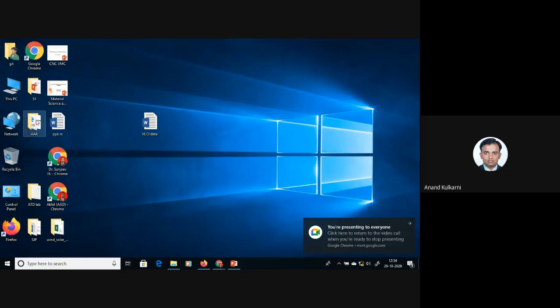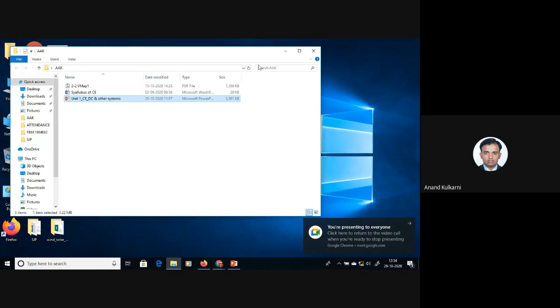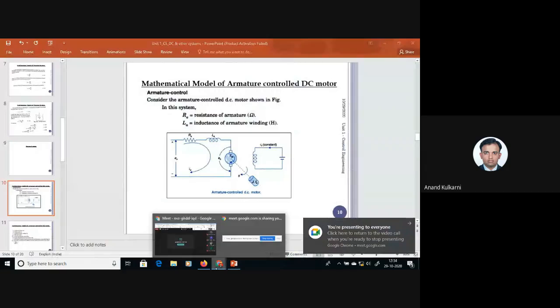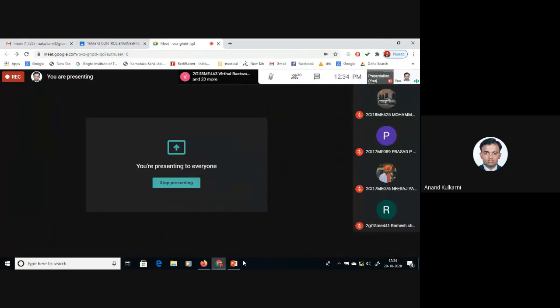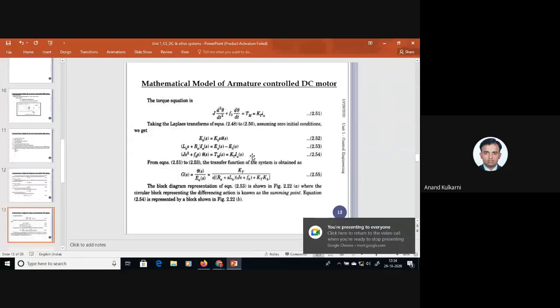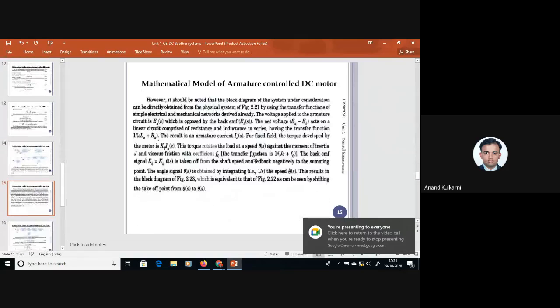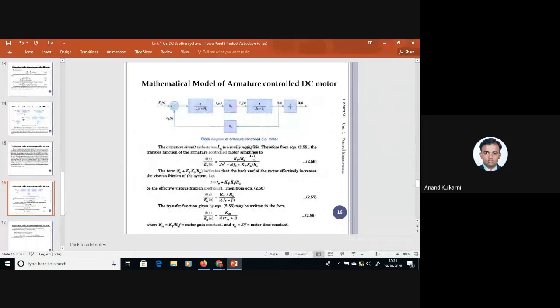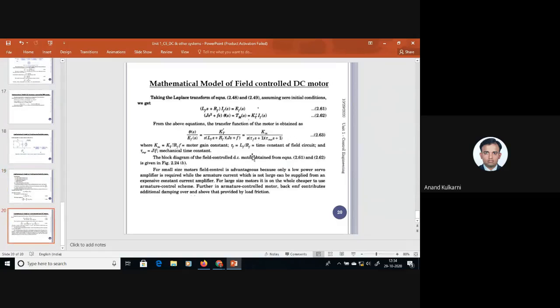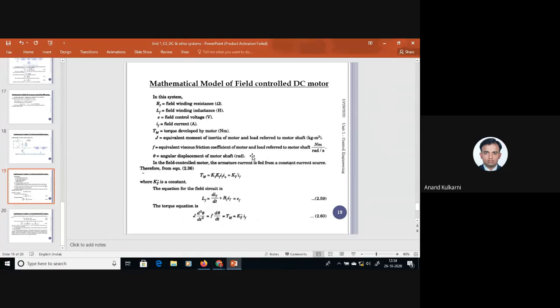I'll put one PPT. You just go through that. By next time, the next class will deal with the armature controlled DC motor, where one simple derivation is there, and the field controlled DC motor. These are the two important topics on which we are going to discuss. Today, whatever part I wanted to discuss was only these two.